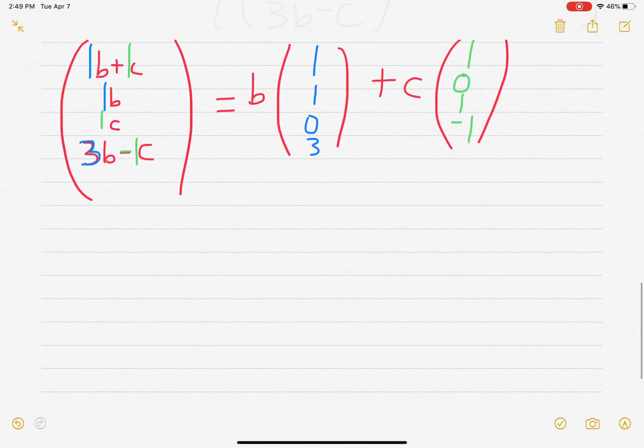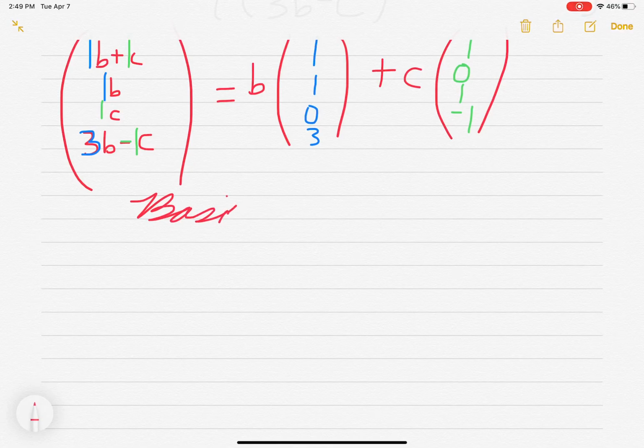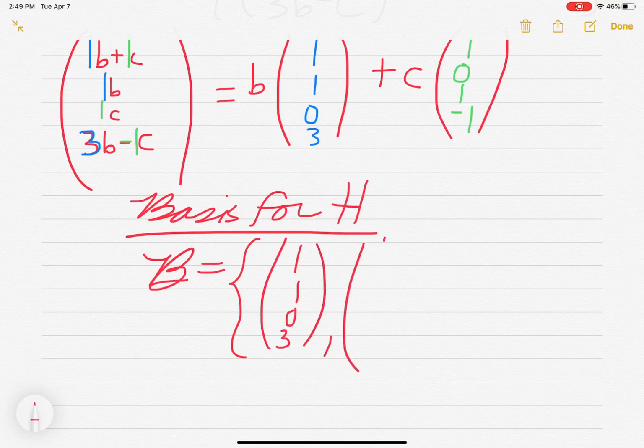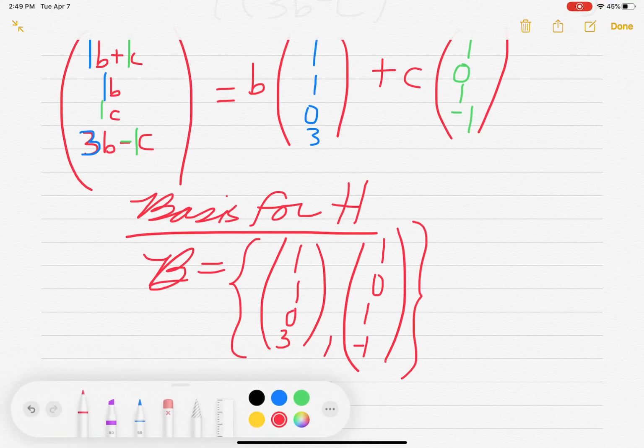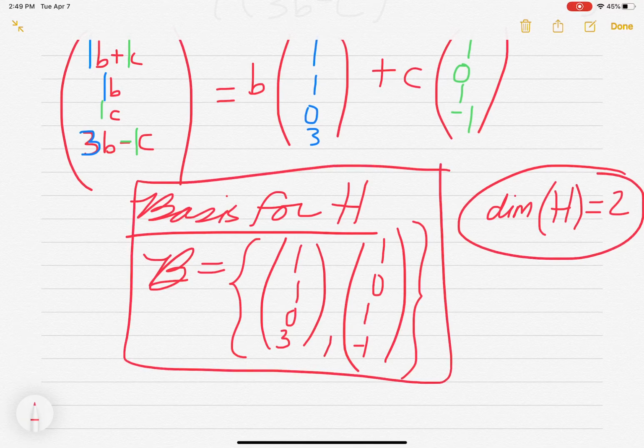These vectors are going to be linearly independent. So I'm going to write here, a basis for the subspace H consists of, let's just call it B for basis, the set containing these two vectors: 1, 1, 0, 3 is my first vector, my second vector, 1, 0, 1, negative 1. All right, so what's the dimension? Well, the dimension, remember, is the number of vectors in any basis. So we have a basis right here that we found. This is dimension 2, right? 2 vectors. That's it. All right, let's do another example.